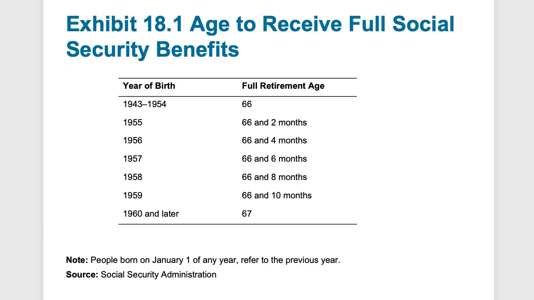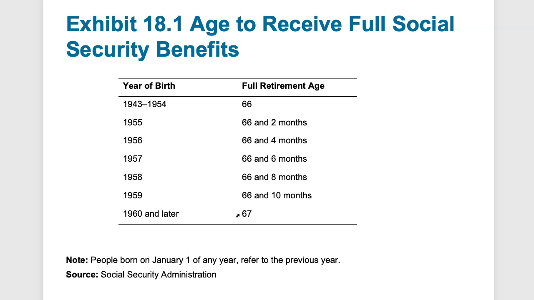Okay, so let's look at the ages to receive the full Social Security. So the full retirement: if you're born between 1943 and 1954, you can retire at age 66. And as you get born later and later, people born after 1960 will be able to retire at 67.